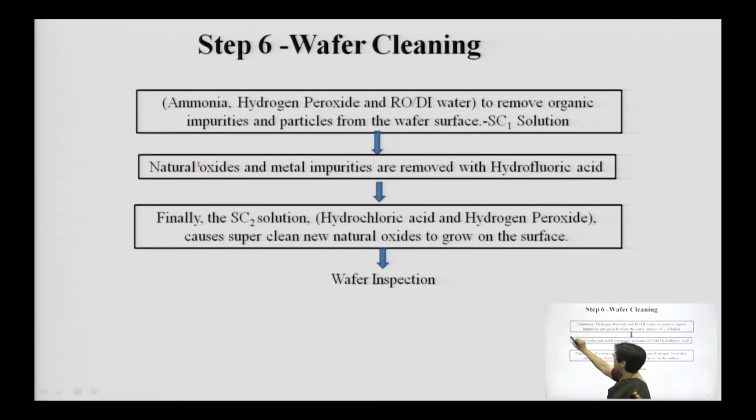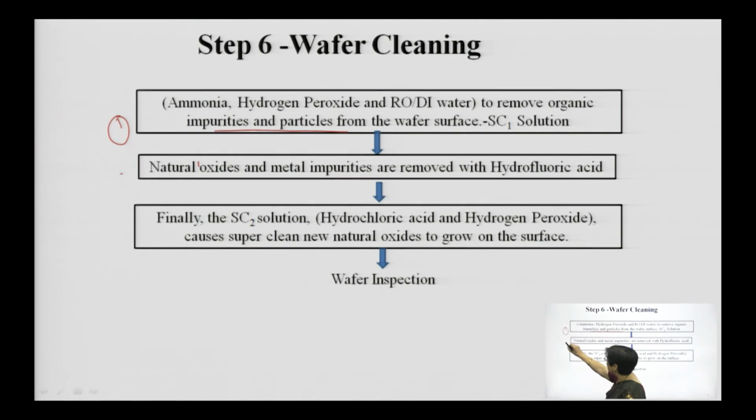Now, what are those 3 stages? The first stage is known as the SC1 stage. Under this first stage we use ammonia and hydrogen peroxide combined with DI water, deionized water or RO water. This will remove the impurities and particles from the wafer surface. What kind of impurities? All the organic impurities will react with the hydrogen peroxide and ammonia and will get eliminated.